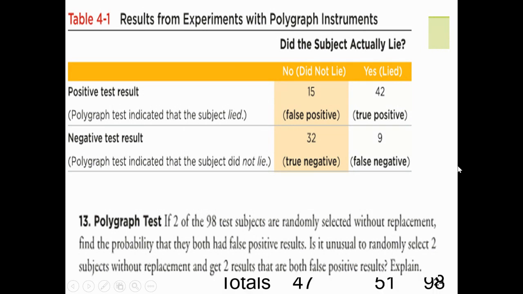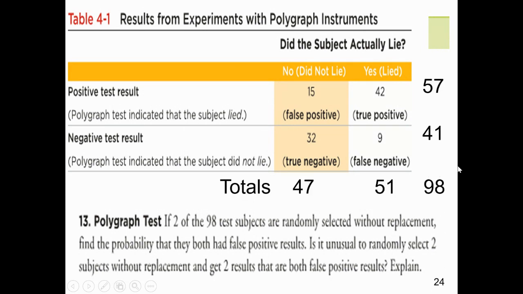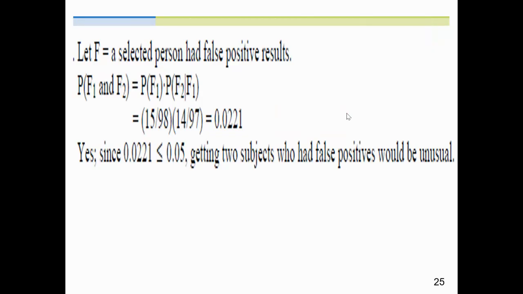Well, let's see. Once again, I'm doing my totals. False positive results. Well, there are 15 people here who had a false positive, 15 out of a total of 98. I take that first person, I put them to the side. Well, guess what? There are now only 14 people who had false positives out of a total of not 98, because I took one out. It was only 97 people, 14 out of 97.